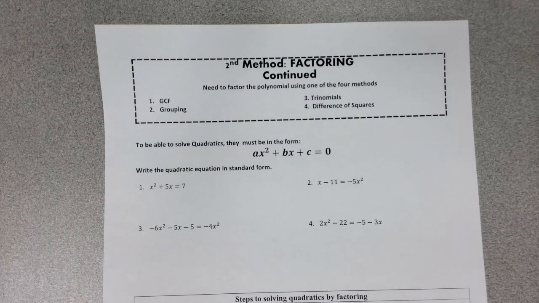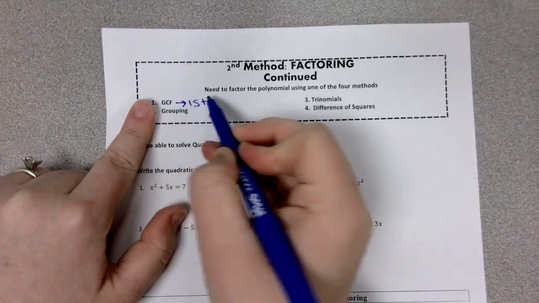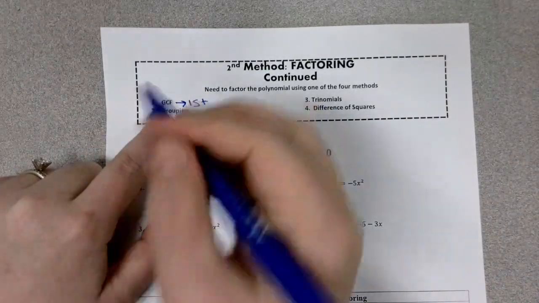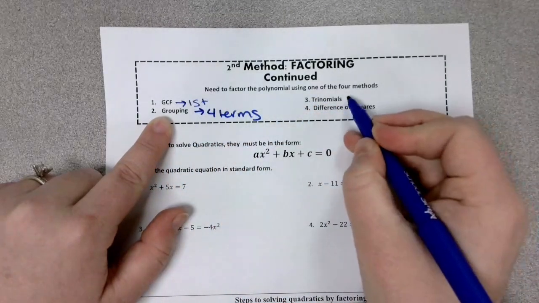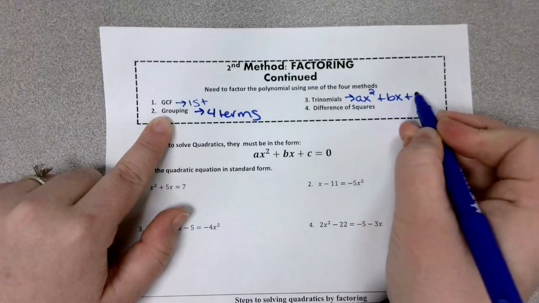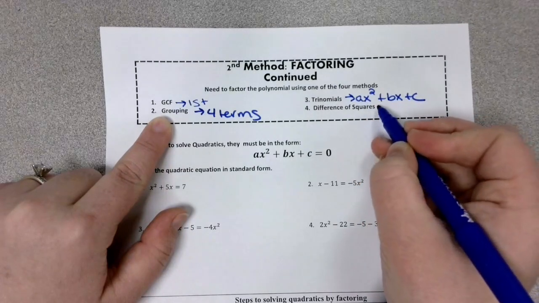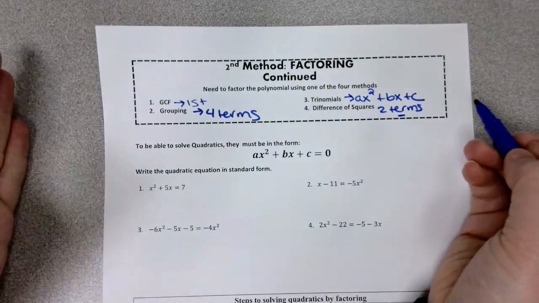All right, when you are using the second method of factoring, we have to remember all the forms of factoring that we used. Greatest common factor should always be used first. Always look to see if you can pull out a GCF. Grouping is used when there's 4 terms. Trinomials, ax squared plus bx plus c. And difference of squares is 2 terms, subtraction symbol, perfect squares.